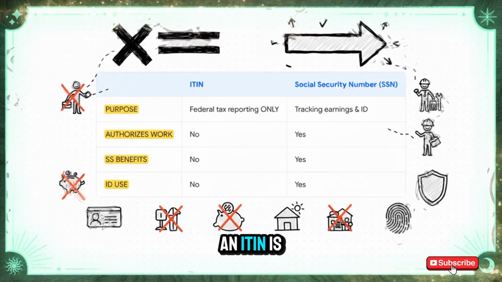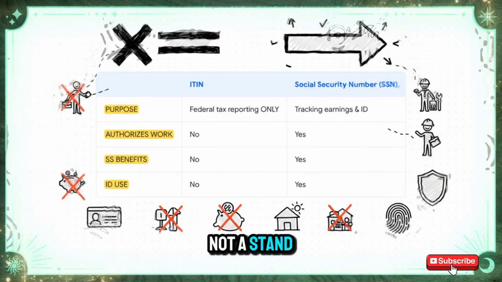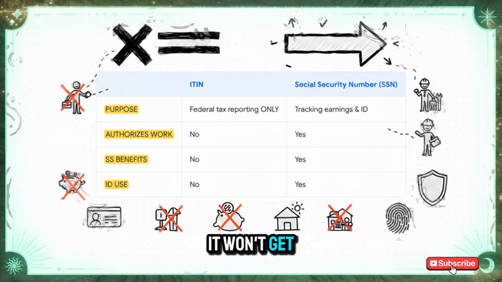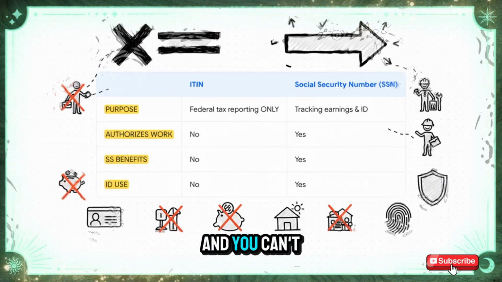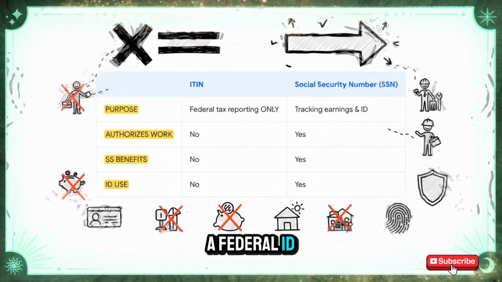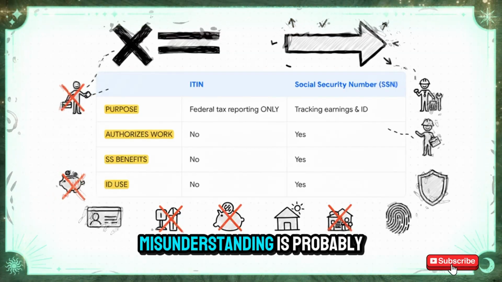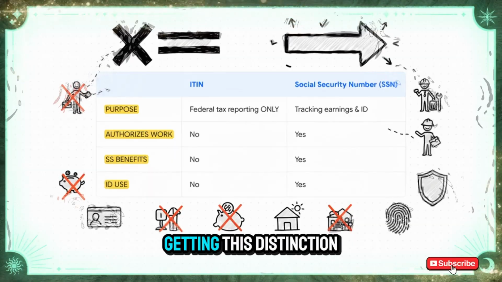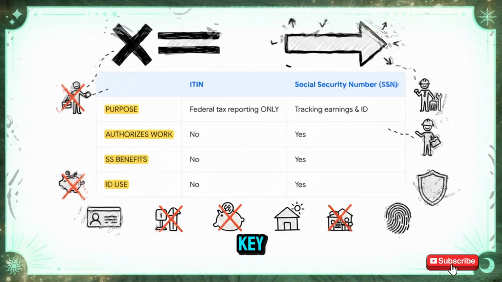Now, this is where things get really specific. An ITIN is absolutely not a stand-in for a social security number. It doesn't let you work, it won't get you social security benefits, and you can't use it as a federal ID. This exact misunderstanding is probably the number one reason applications fail. Getting this distinction right is totally key.